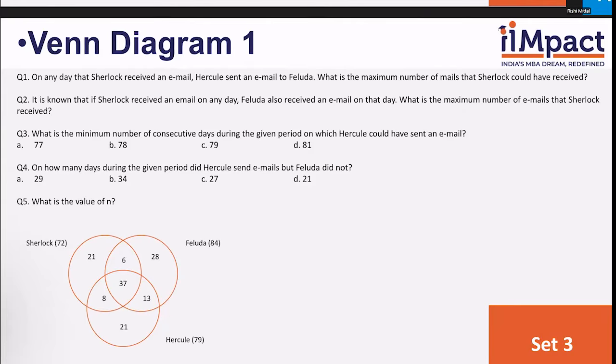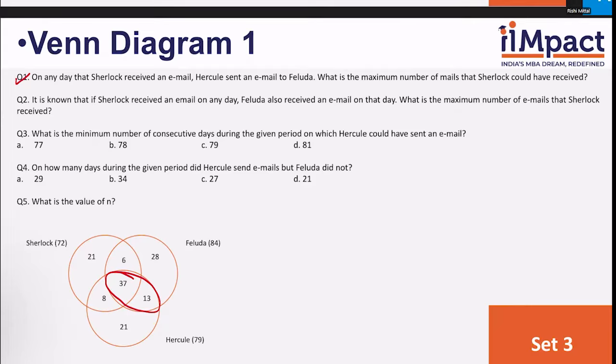Okay. That means I know for sure that Hercule has also sent, number one, and Feluda has also sent, number two. What I don't know is whether Sherlock has sent or not. Sherlock could have sent, could not have sent. So now I have to count the days when Sherlock has sent, having known that Hercule and Feluda are definitely sending, and the number of days Sherlock has not sent when Hercule and Feluda are sending. Very simply, this is the number, which is 50. That's it. Question number one is done. Okay, this will be 50.